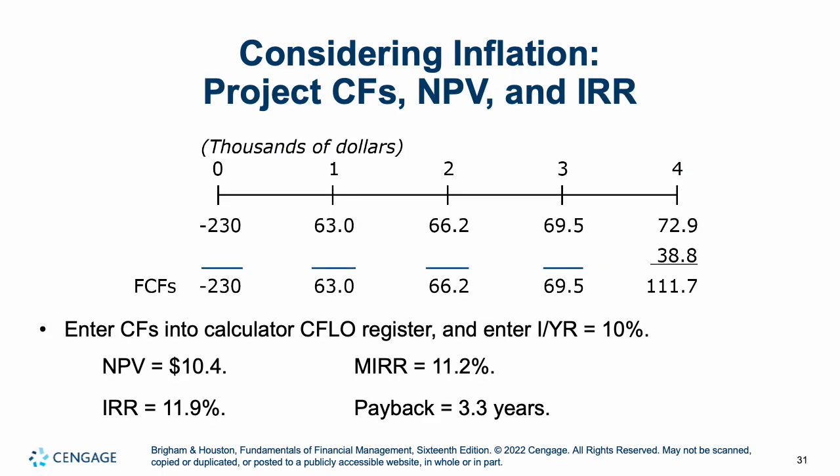Now, at the end, we still have to worry about our salvage and our change in working capital. And that's what we did here. So here's all of our free cash flows, and we can still calculate everything: IRR, MIRR, NPV. So in this case, this project actually is profitable. You have a positive NPV.